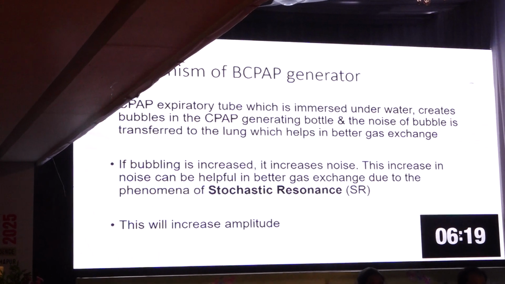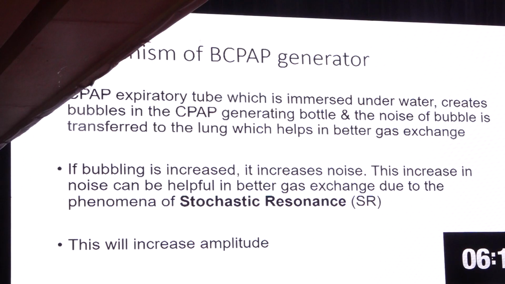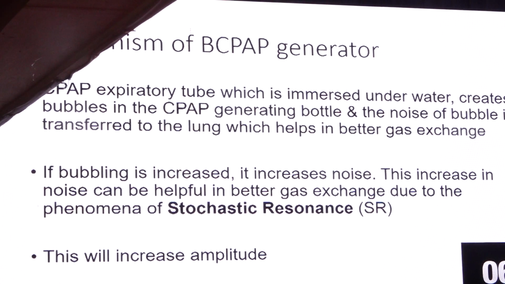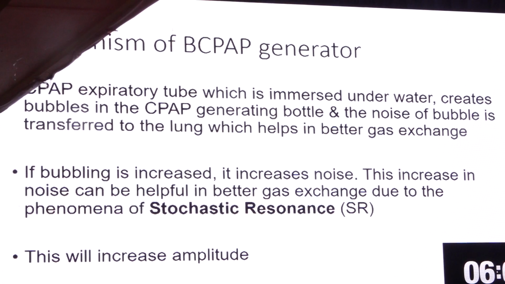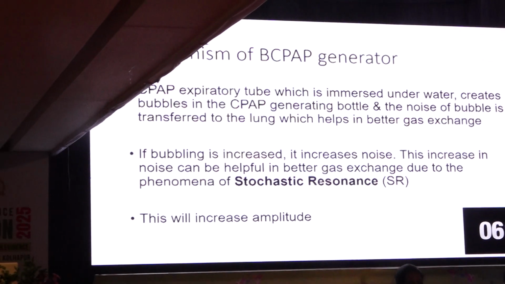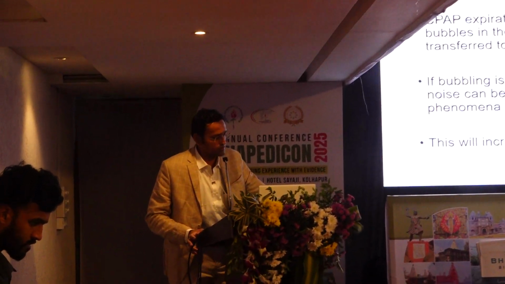Mechanism of bubble CPAP generator. The expiratory tube which is immersed under water creates bubbling in the CPAP generating bottle, and the noise in the bubble is transferred to the lung, which helps for better gas exchange. If bubbling is increased, it increases the noise. This increase in the noise can be helpful in better gas exchange, and this is because of the stochastic resonance. Now this stochastic resonance will increase the amplitude. Now we are all familiar with amplitude in high frequency ventilator.